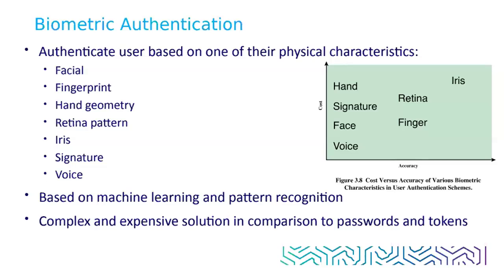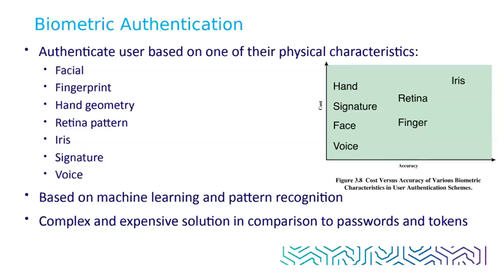There are various types of biometric authentication. Facial recognition uses the face structure. Fingerprint recognition uses fingerprint patterns. Hand geometry uses the hand size and shape. Retina recognition uses the blood vessel pattern in the retina. Iris recognition uses the iris texture. Signature recognition uses writing behavior. Voice recognition uses voice characteristics.